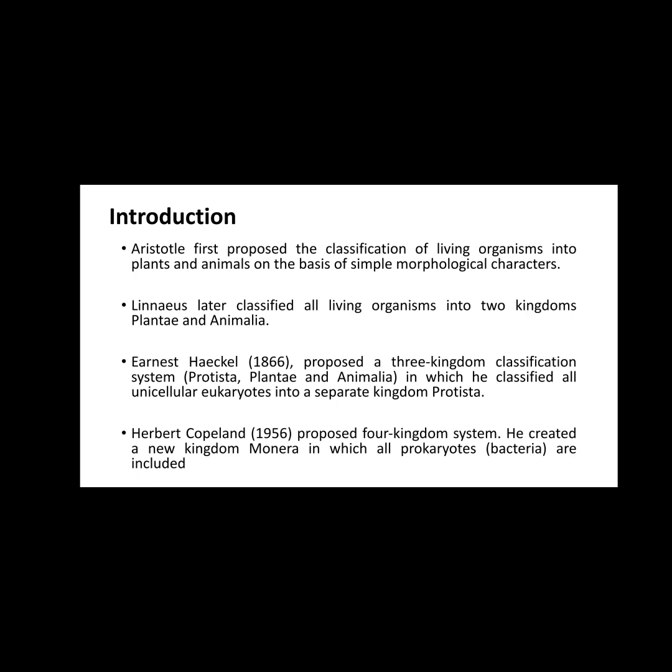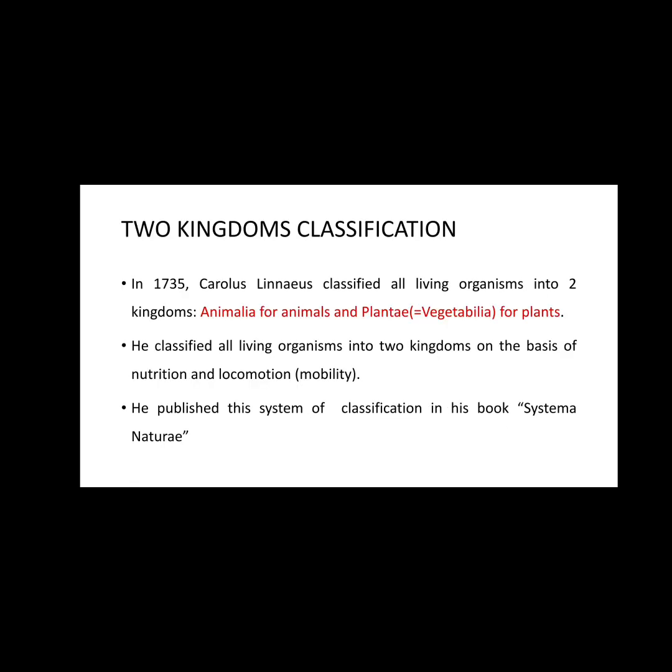Then Copeland proposed a four-kingdom classification. He included a separate Monera kingdom. So according to him, all living organisms can be categorized into four groups: Protista, Monera, Plantae, and Animalia. Next, two-kingdom classification. It was proposed by Carolus Linnaeus in 1735.